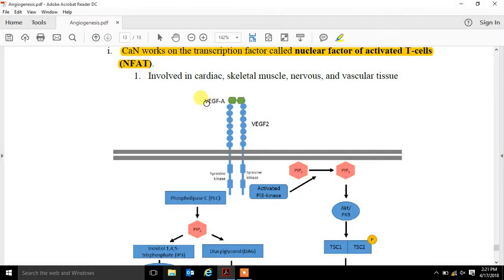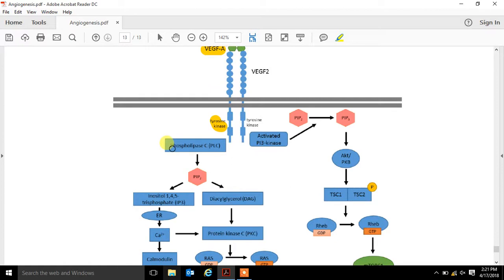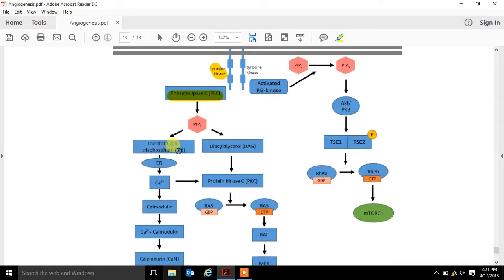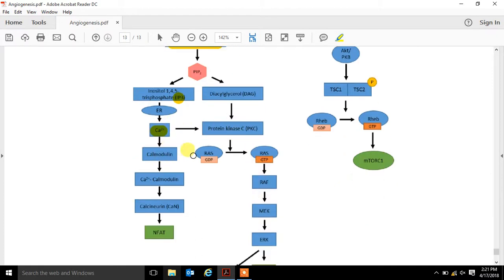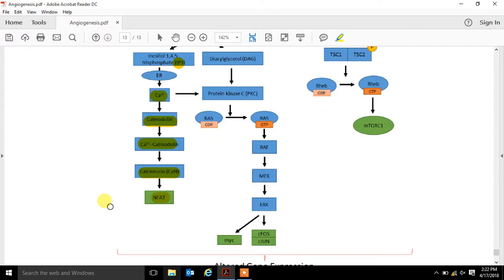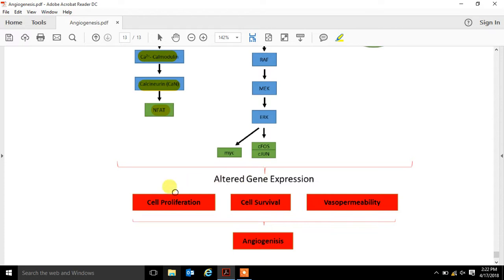So this highlighted here, we've got our VEGF, our tyrosine kinase, phospholipase C, IP3, calcium, and in addition to going through this RAS pathway, we get calcium, calmodulin, calcineurin, and nuclear factor. And these are all going to alter gene expression, so they're going to be involved in cell, particularly endothelial cell proliferation, survival, vasopermeability, and overall angiogenesis to increase capillary density.